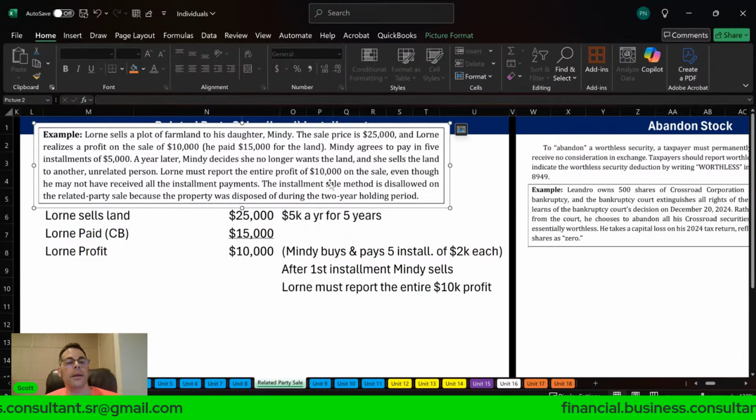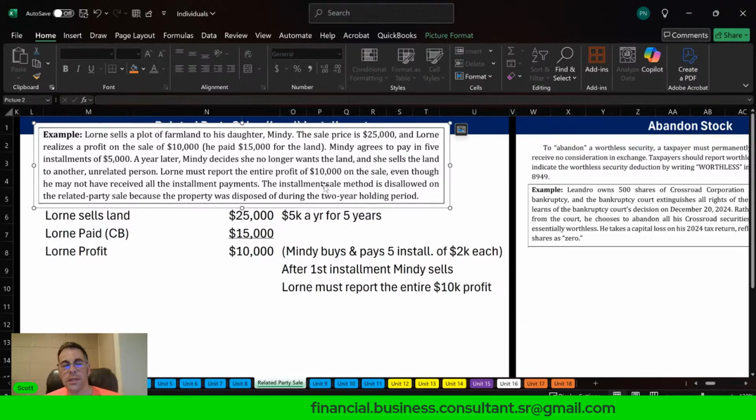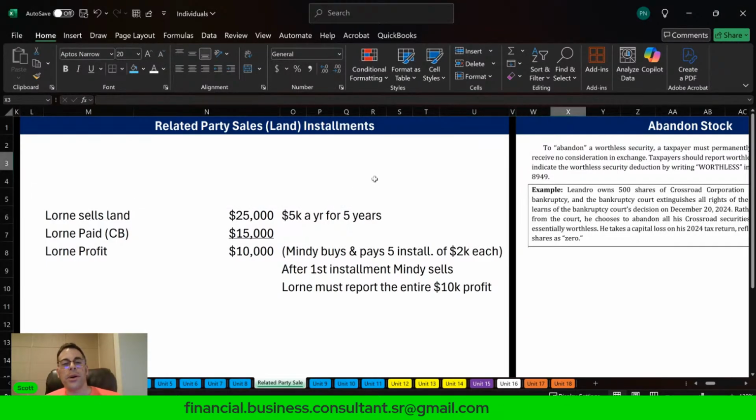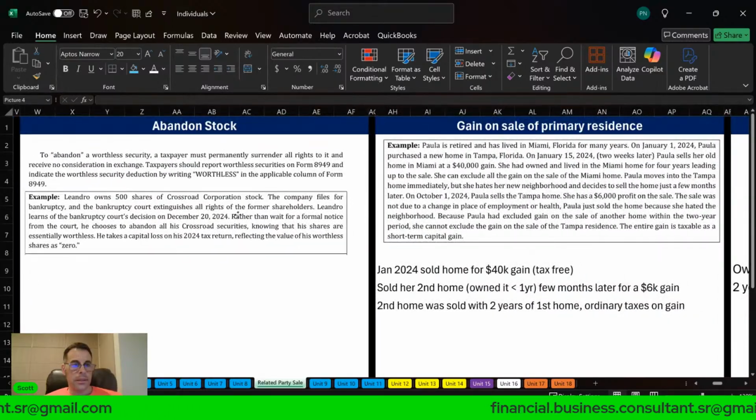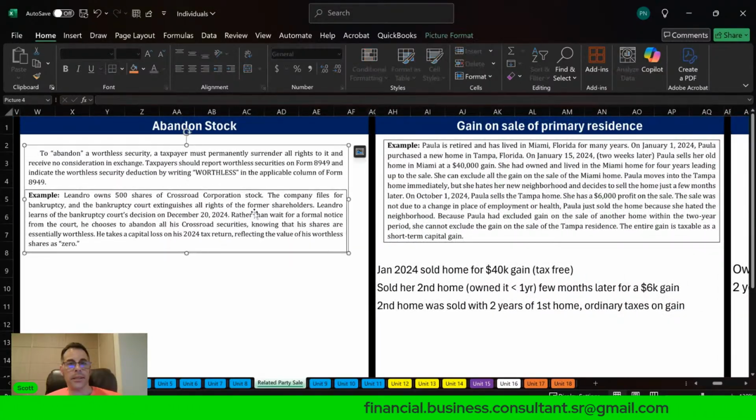Okay. That's a little confusing even when I'm reading it. So let's just move on to the next one. I'm not going to try to explain it. I understand what it's saying, but okay, abandoned stocks.